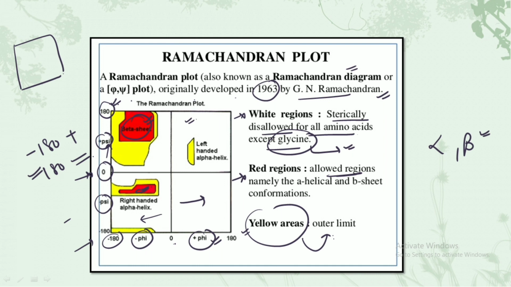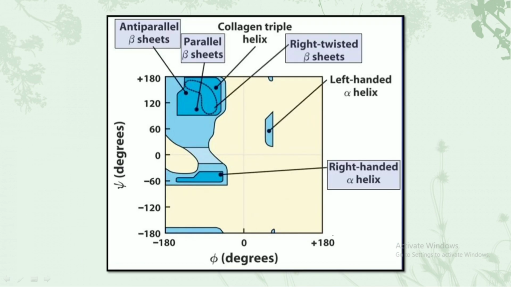So this is about the actual features of the Ramachandran plot. Talking about the various components, you have to remember the quadrants first. This is the first quadrant, this is the second quadrant, this is the third quadrant, and this is the fourth quadrant. In the first quadrant, mostly left-handed alpha helix containing proteins are found.